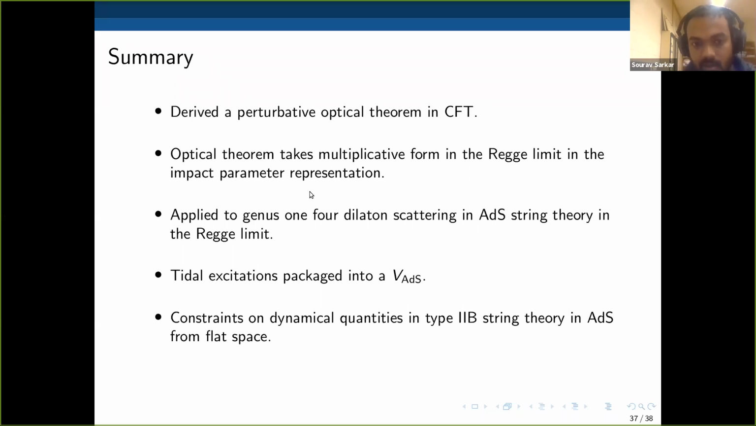And concretely, we can then think of this as the scattering of 4 dilatons at genus 1 in ADS string theory in the Regge limit. The contributions of all the tidal excitations are packaged into this ADS vertex function. And so finally we follow this flat space prescription in the Regge limit, and what that allows us to do is constrain the dynamical quantities appearing at tree level and at one loop from the corresponding quantities in type 2b string theory in flat space, which are known.